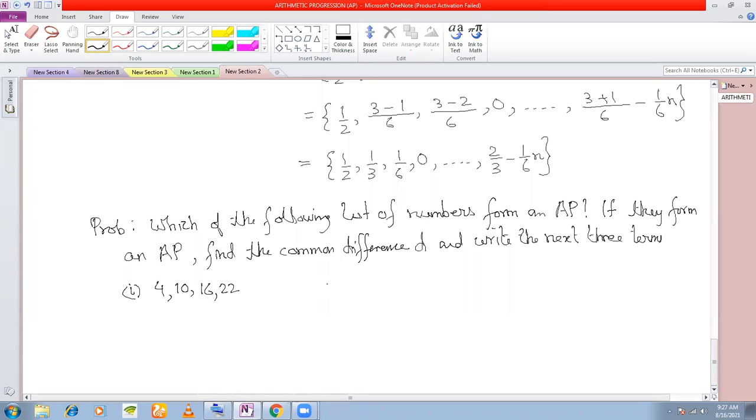Now they have not given the brackets, so you can omit the brackets also in case of AP, or you can put these within brackets also.